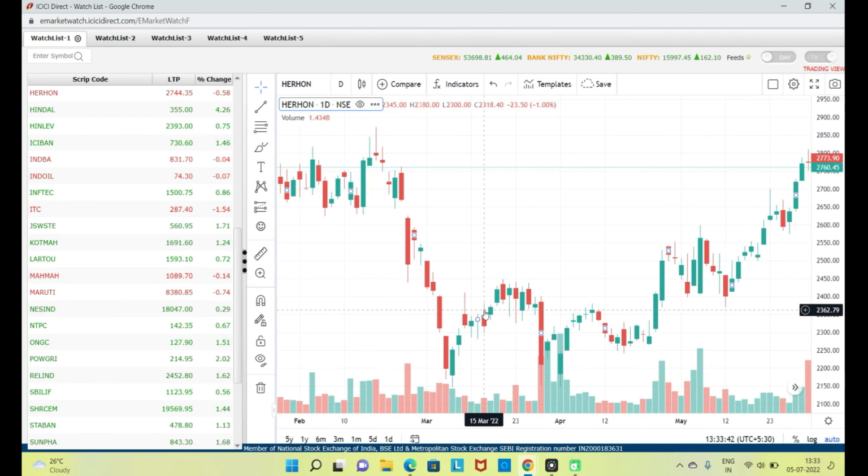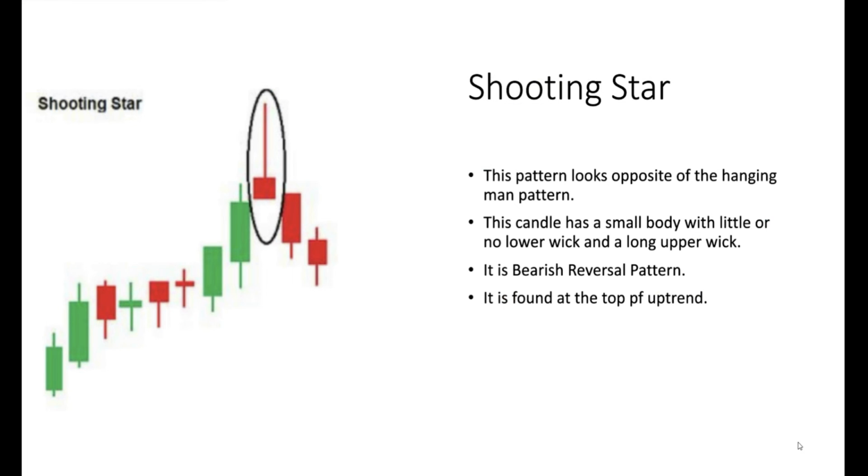So let's get started with another chart pattern, which is the shooting star. Shooting star again is a single candle pattern, and this looks opposite of a hanging man pattern. Likewise the hanging man, this is also formed at the top of the uptrend, and this also has a small body with no lower wick and a long upper wick, and this is a bearish reversal pattern. So let's get into the charts to see more examples of shooting star.